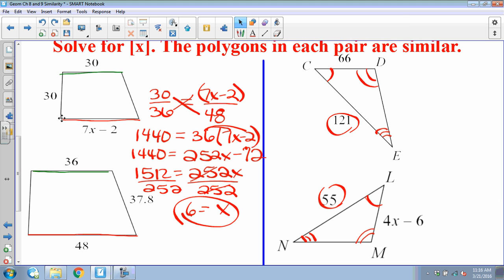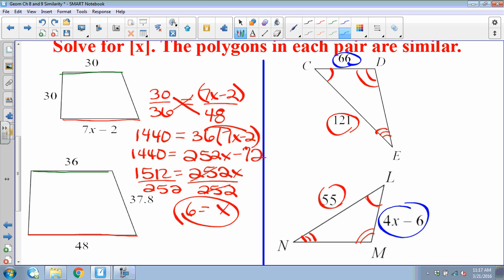And then I need to figure out what corresponds with 66. Well, that's between 1 and 2, correct? Between the 1 and 2 hash marks. So this side, CD, corresponds with LM based on its placement. That segment is between those 2 angles, so it has to be the same segment between those 2 angles in the second figure.